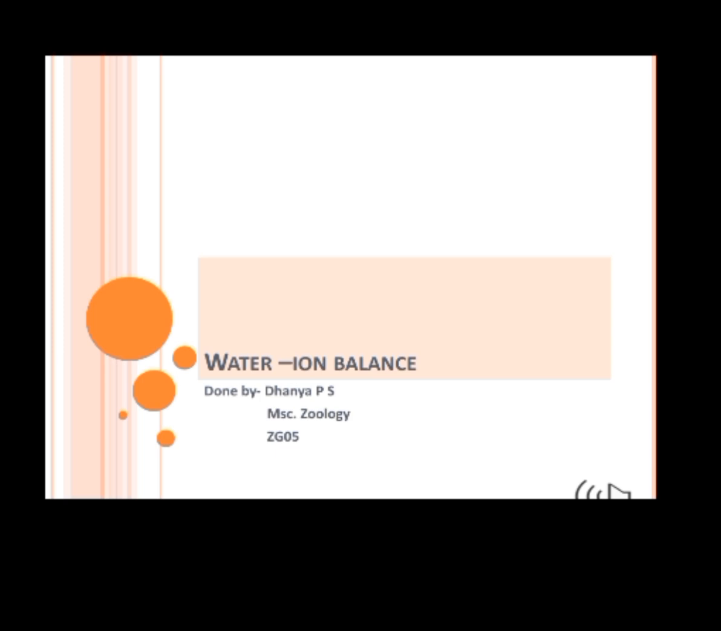Insects have an open circulatory system and they lack specialized kidneys, and they have Malpighian tubules, a hindgut and cuticles for maintaining this water and ion balance.